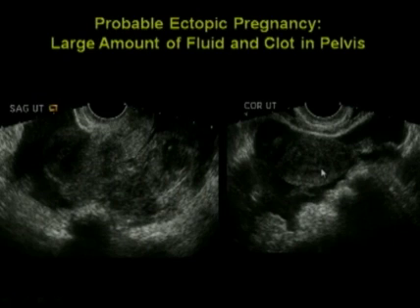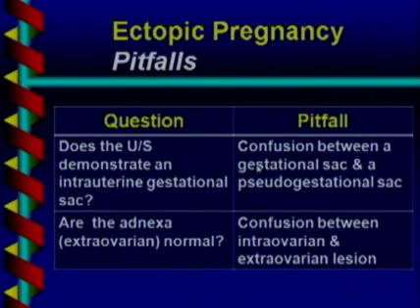Another woman comes in with a positive pregnancy test, pain, bleeding, and we do the ultrasound. We see nothing in the uterus, but in the adnexa, or in the pelvis outside the uterus, we see a large amount of free fluid and clot. Here we are on a transverse or coronal view, transvaginally, lots of free fluid and some clot. In view of the fact that we see a large amount of free fluid and clot, this woman who has a positive pregnancy test has a very high likelihood of having an ectopic pregnancy.